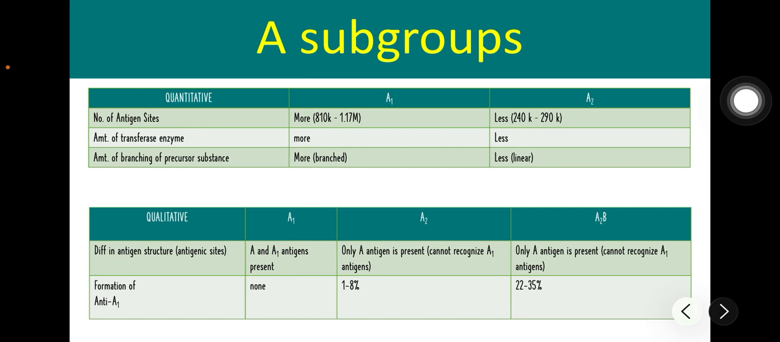An individual inherits the A1 gene from at least one parent. Let's say we had the different genotypes: A1A1, A1A2, or A1O.